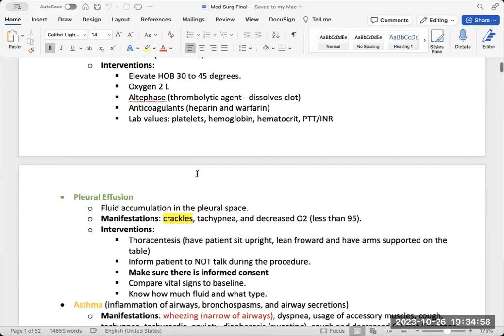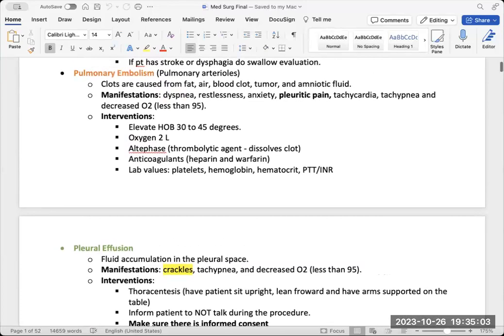Now, more interventions, right? Elevating the head of the bed, oxygen 2 liters, alteplase, which is a thrombolytic, meaning it breaks the clot that's there. Heparin and warfarin are anticoagulants. They prevent new clots. They don't get rid of existing clots.